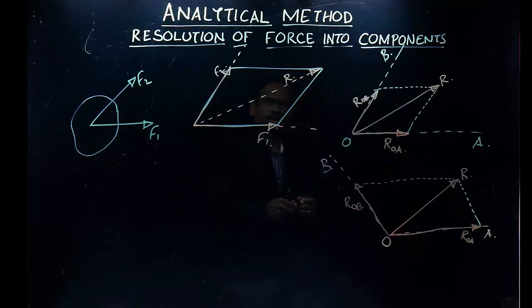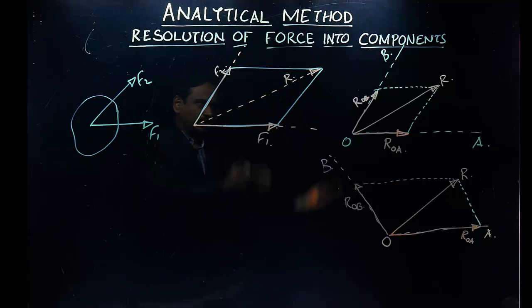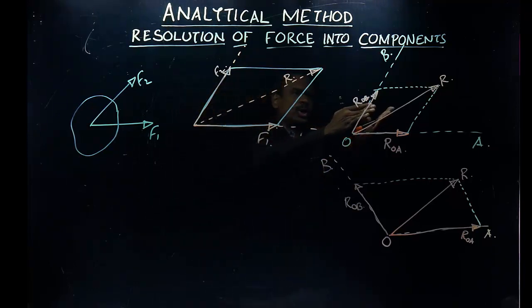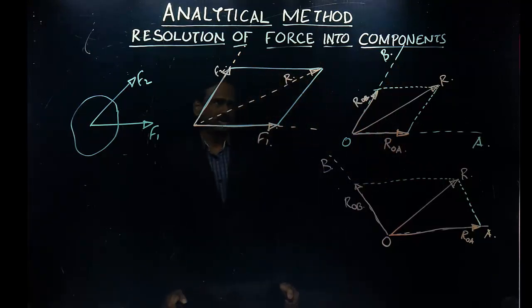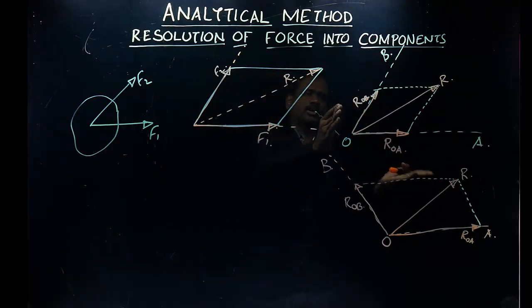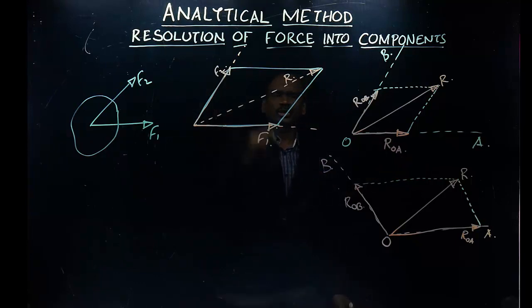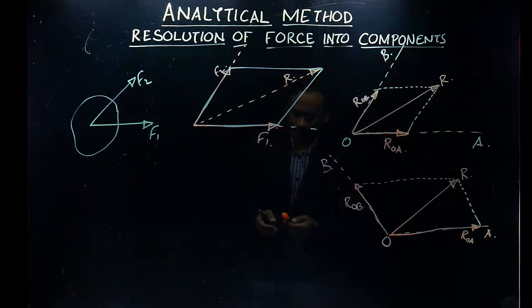So in the parallelogram law, we combine two forces to arrive at the resultant, whereas in resolution, given a force, we resolve it into two components along the two given axes. This method of dividing a given force into its components is called resolution of the force into its components, and the ones along the axes are called the components of the force.